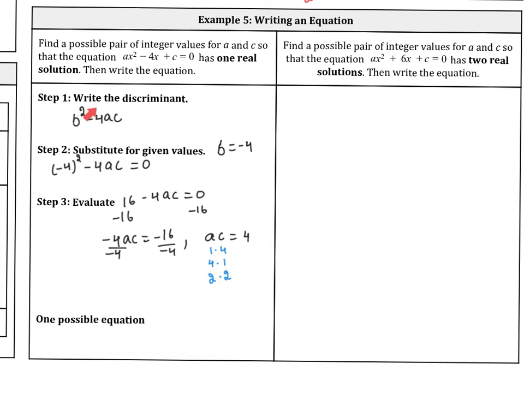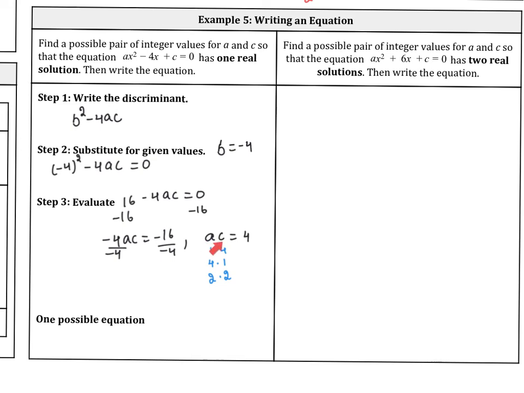First step is to write the discriminant, so that is b squared minus 4ac. What is given in this equation is b equals negative 4. You plug in negative 4 for the b value. You got negative 4 squared minus 4ac equal to 0. Negative 4 squared is 16. Now by plugging in this value, you're going to find ac. So subtract 16 on both sides and then divide by negative 4. You get ac equals 4.